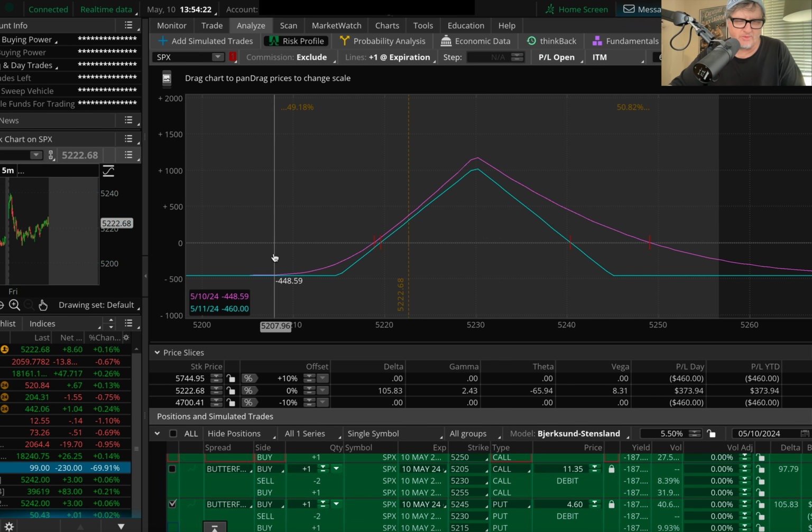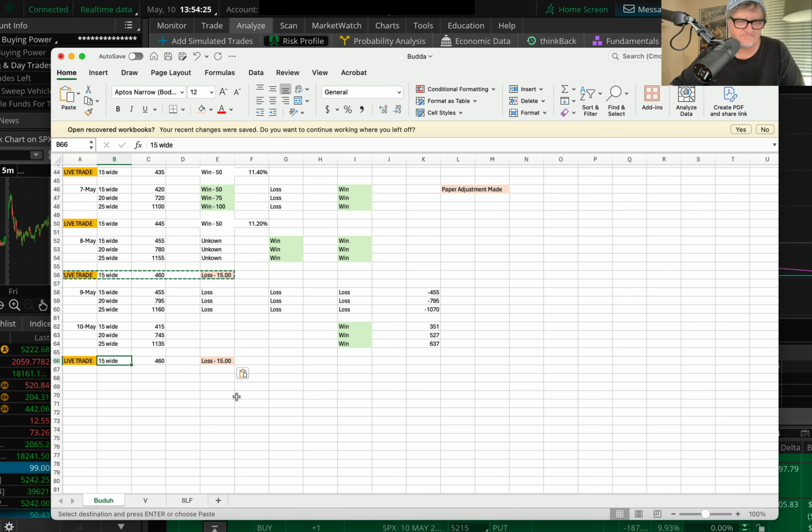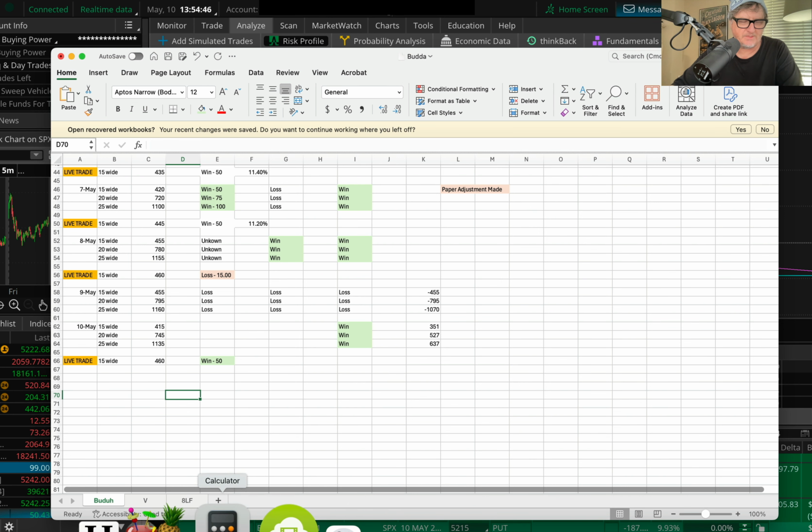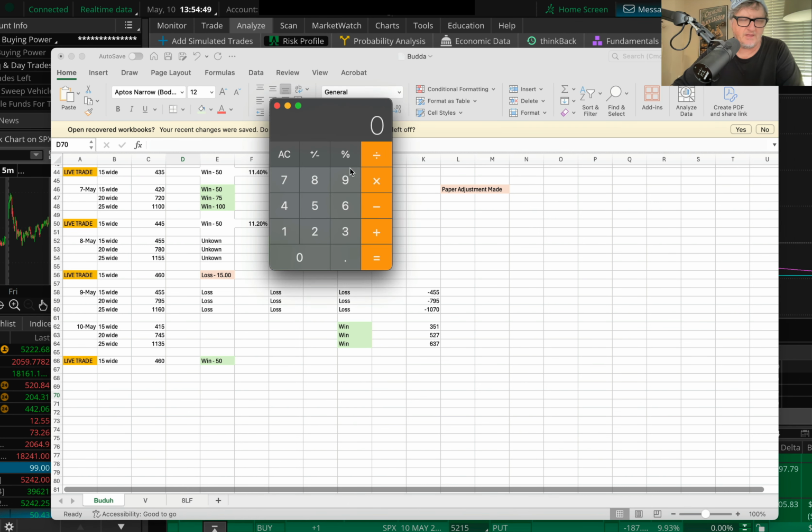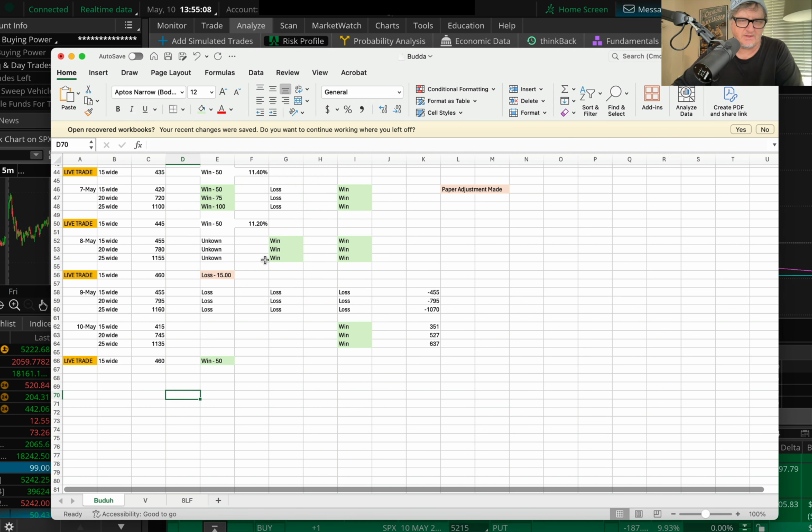the total risk on the real money trade was 460. Ah, it's the same as that one. And then this was a win of $50. So we say win 50, and we don't have it. We can change it to like a green. Okay, and so what's the return on that? There was no adjustments on that one, so we can just simply take $50 profit divided by the risk, 460, equals 10.8%.